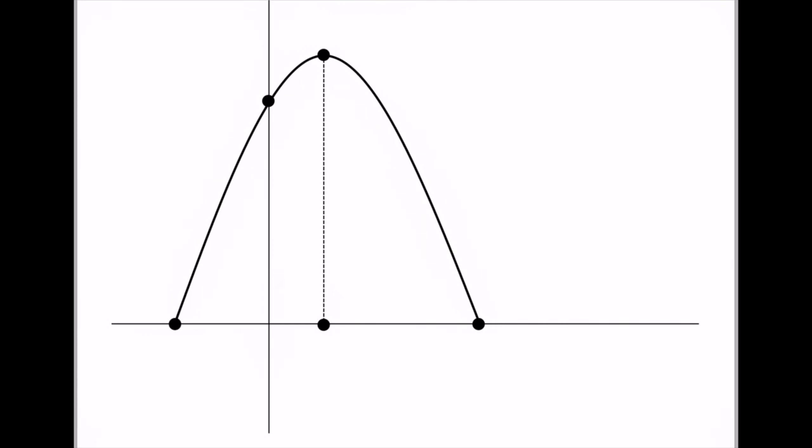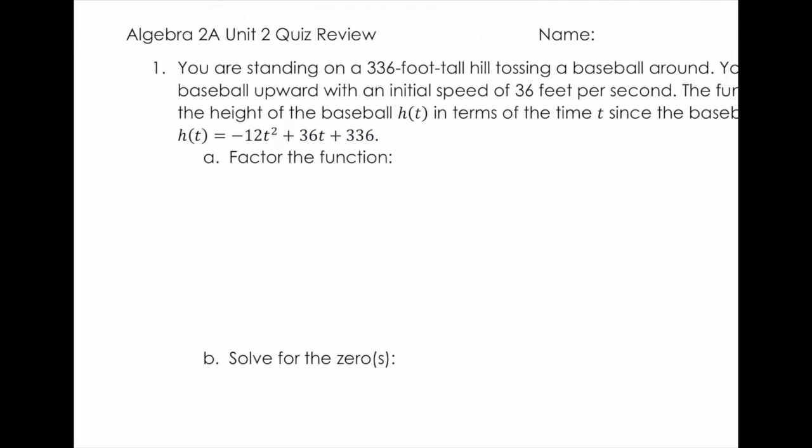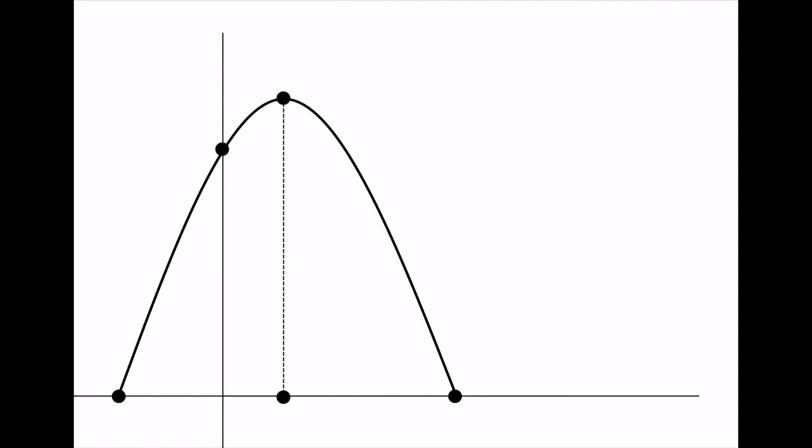So in order to start, I'd like you to take out the papers that I gave to you. The first one is going to look like this, just a plain paper with a graph on it. And the next paper I'd like you to have, up at the top, it's going to say Unit 2 Quiz Review. All right, now that we have that out, let's go ahead and get started.